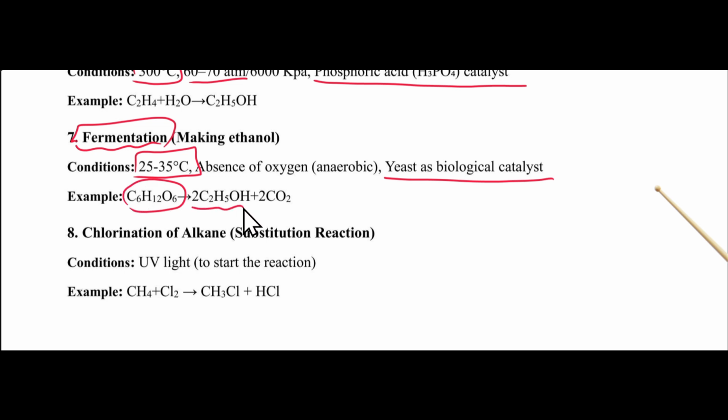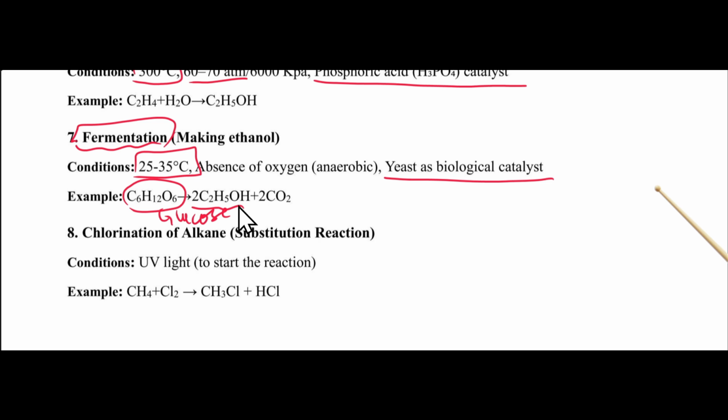So making ethanol, the fermentation process, is the formation through the glucose. So usually glucose is used to make the ethanol. And for ethanol, it's not an industrial process because it's actually a slow process. So we usually use yeast to convert the glucose into ethanol.